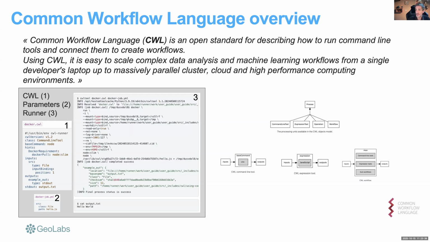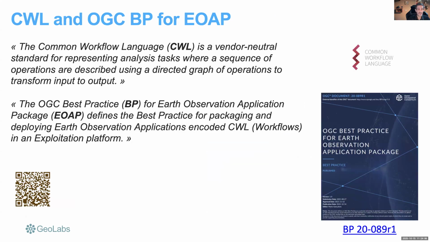And here you have the execution. So you are invoking cwltool with your CWL and your parameter, and you have the execution, which is run. And at the end, you can output the hello world string you have defined. So as mentioned, a process can be a command line tool, an expression tool, an operation, or a workflow. And we will see that this Common Workflow Language was used in the best practice for Earth observation application package.